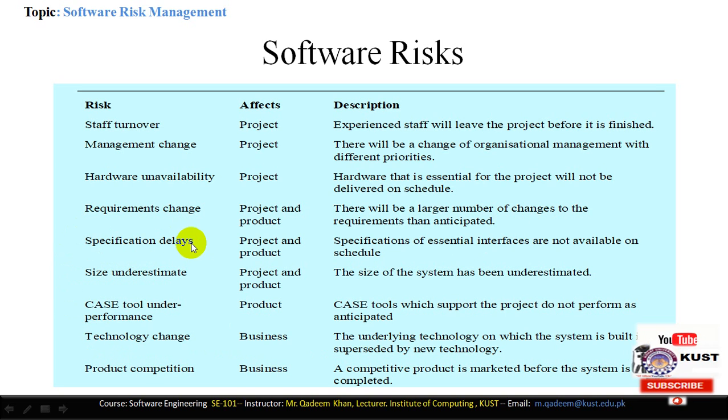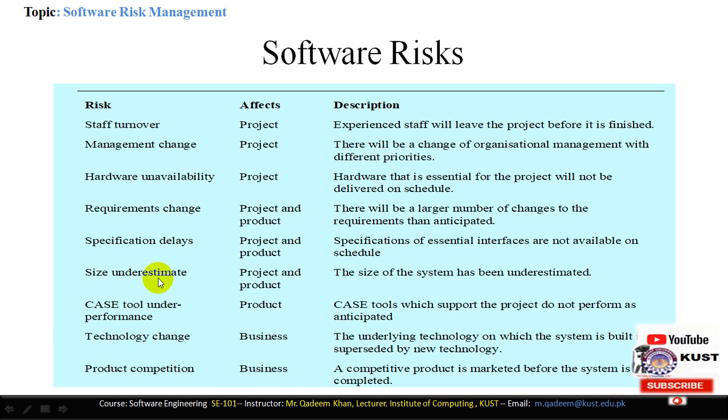Next one is the specification delays. Specification delays here means that the specifications which are essential, and the interfaces, are not available on the proper schedule. Then this is also a project and product risk. So it is the specification of essential interfaces that are not available on the required schedule. So we are in fact having the problem of specification delay.